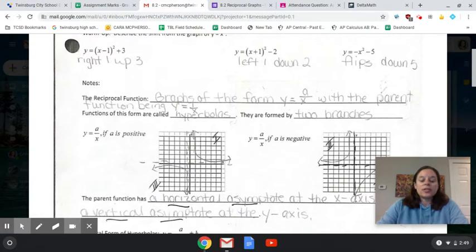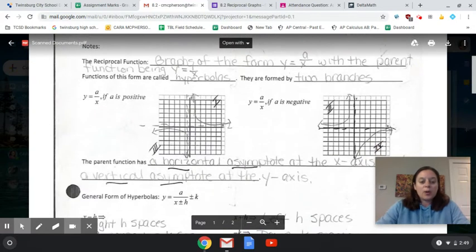And hyperbolas are interesting because they're one of the few graphs that we draw that are disconnected. Instead of being made up of one continuous graph, they're actually made up of two parts. And those two parts are called branches. So when you draw a hyperbola, you see two branches drawn. So this is what your basic hyperbola looks like.